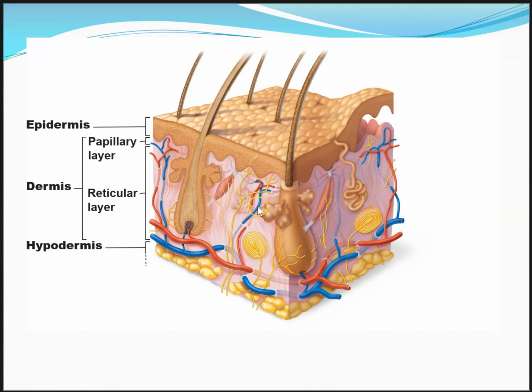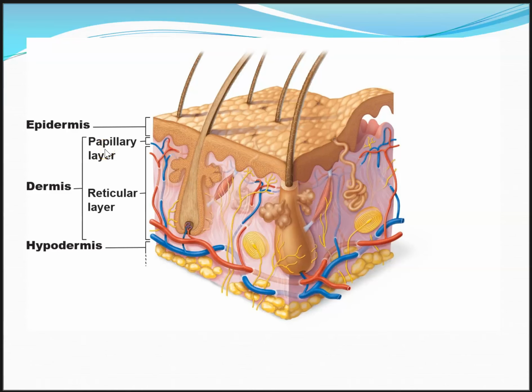Now, if you take a closer look at the structure of the integumentary system, the topmost layer is the epidermis. This is just a layer of dead cells. And this lining over here is the basal lamina, or the basement membrane. And the next layer is the dermis. The dermis can be divided into the papillary layer and the reticular layer. And the third layer is the hypodermis. And the hypodermis is just a big layer of fat underlying the other two layers of the skin.